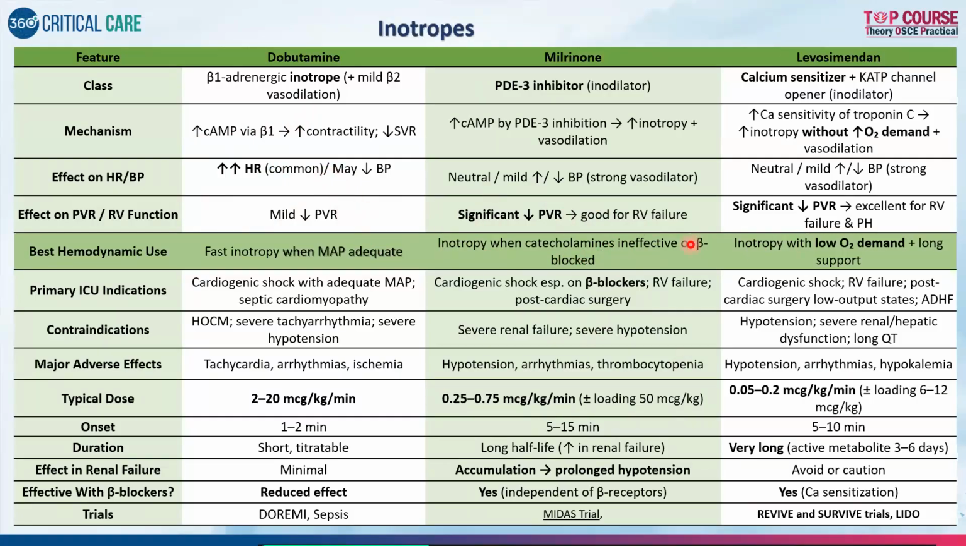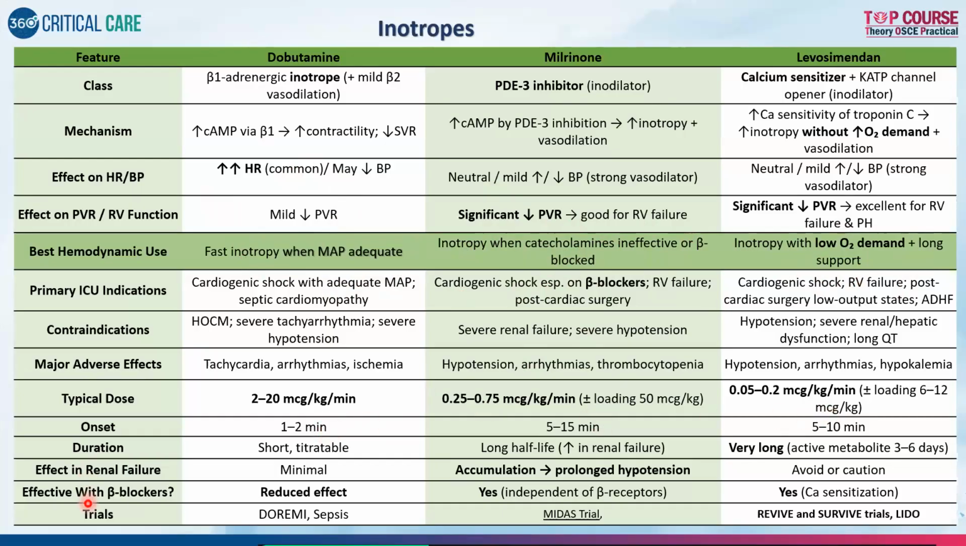So what is the difference of use in all these three drugs? So for dobutamine, when MAP is adequate, it provides a fast inotropy. When catecholamines are ineffective or beta blockade is there, then milrinone is used. And in case of inotropy with low oxygen demand and long-term support, levosimendan is used. Please remember the typical doses of each of these.